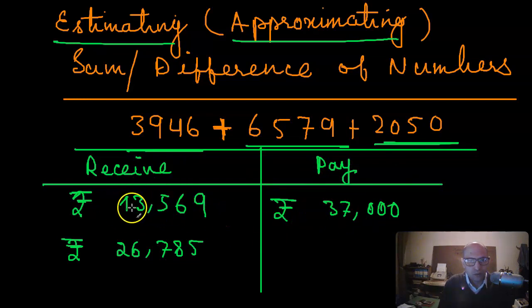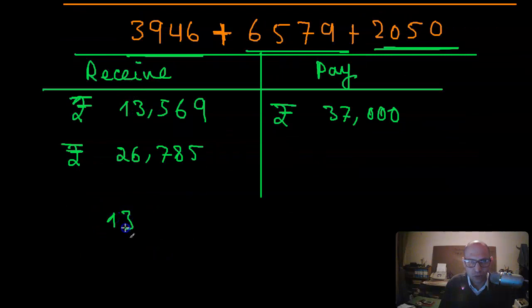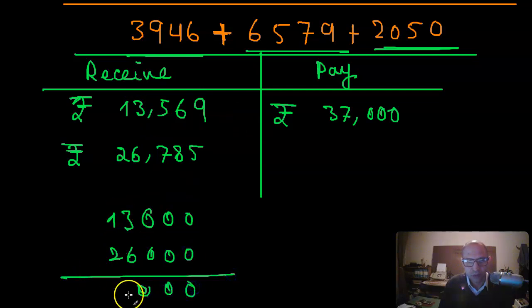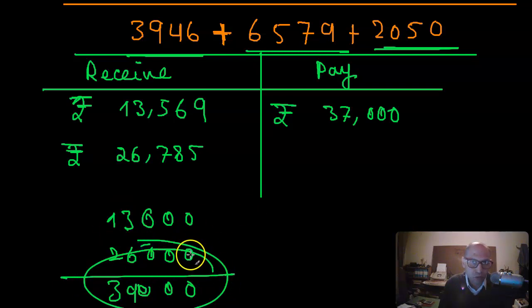So we have 13,000 plus 26,000. 10 plus 20 is 30, and 3 plus 6 is 9. So that's 39,000. If you add these two numbers together, rounded to 13,000 and 26,000, you get 39,000. That is good enough because all that he has to pay is 37,000.